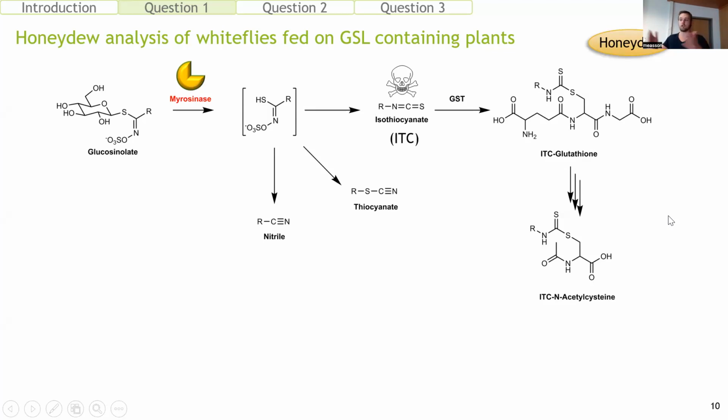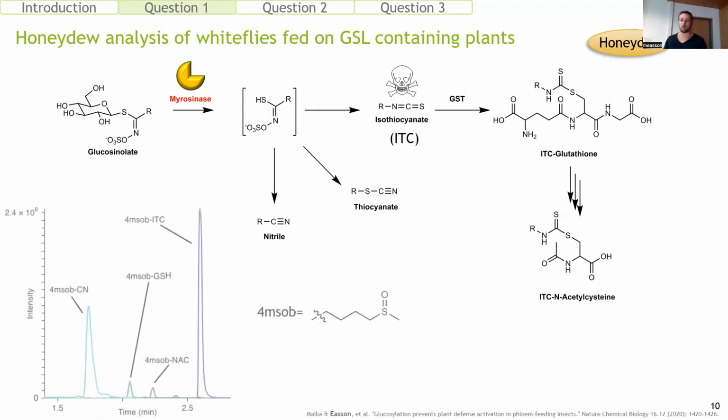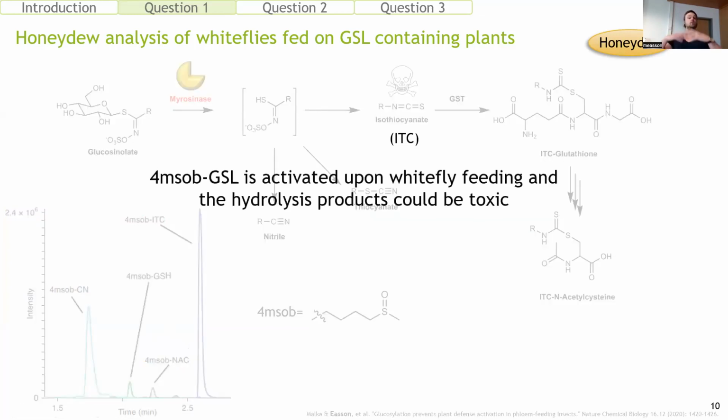And when we looked at the honeydew, after concentrating it down, lo and behold, we were able to show 4-MSOB isothiocyanate, the nitrile, but most importantly, we were able to detect 4-MSOB glutathione and the downstream scavenging reaction product N-acetylcysteine. This was important because it showed us that activation was taking place within the insect as it was feeding, and it was being detoxified via the ubiquitous mercapturic acid pathway. So these compounds could actually represent toxins to these low-damage phloem feeding insects.